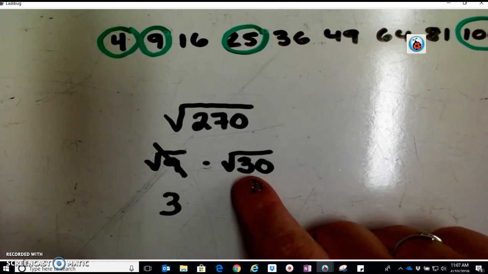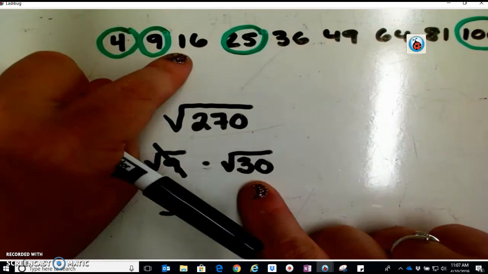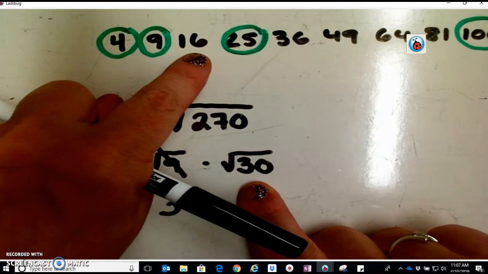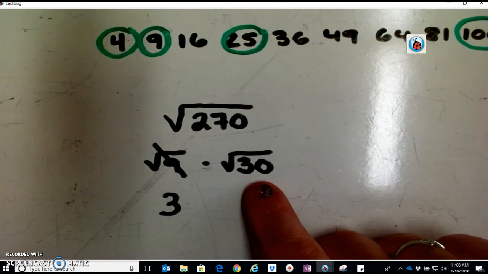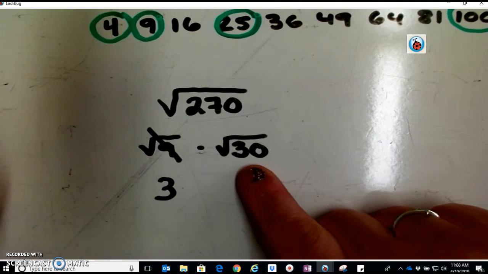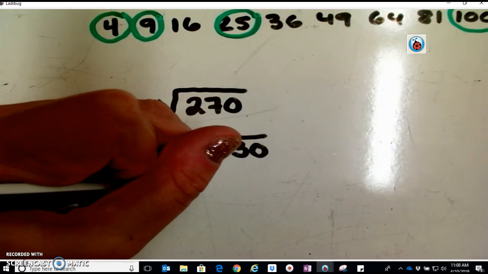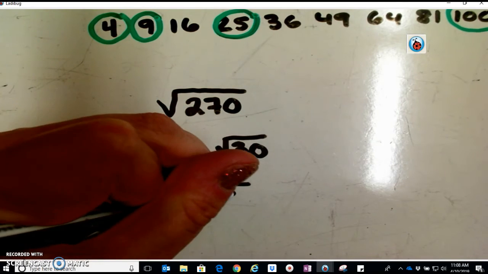So I can think to myself, does 4 go into it? No. Does 9? No. 16? Nope. 25? No. Okay, well, I can stop. It's not going to be any number bigger than that. So I could just say, hey, this cannot be divided by any more perfect squares. But if I wasn't sure, I would just take it and break it apart. I'm going to break this apart.